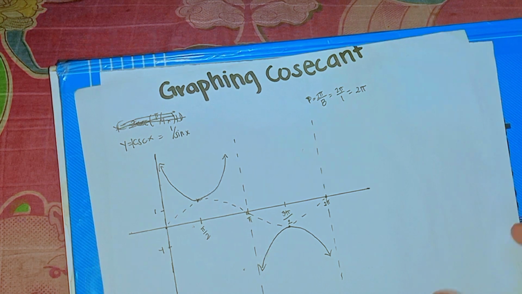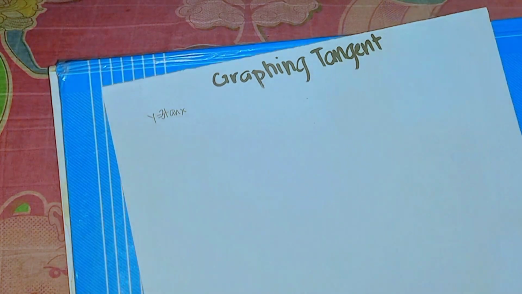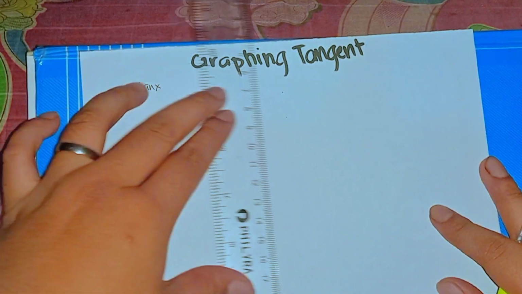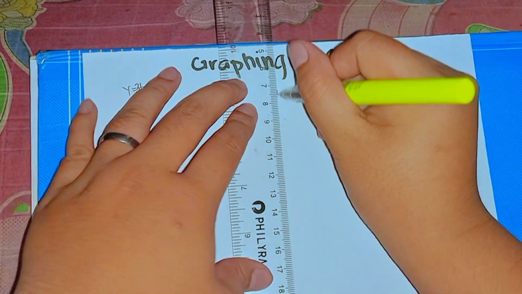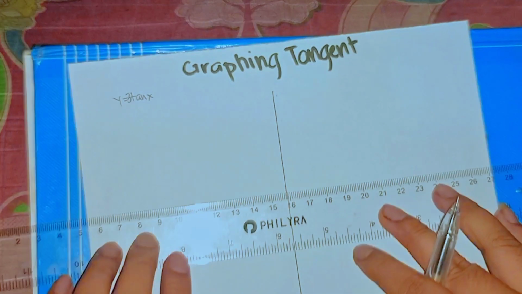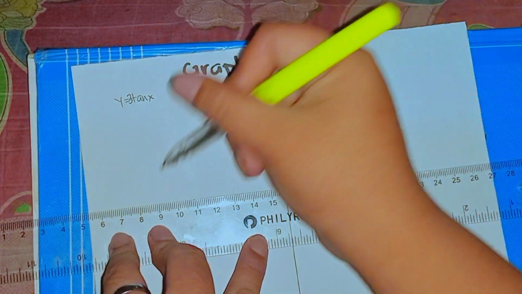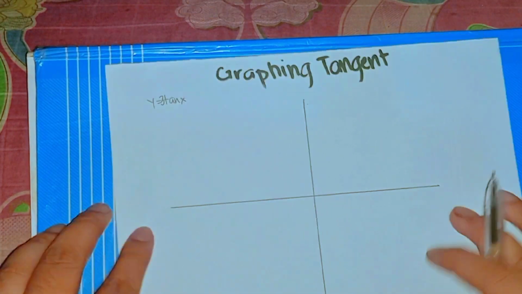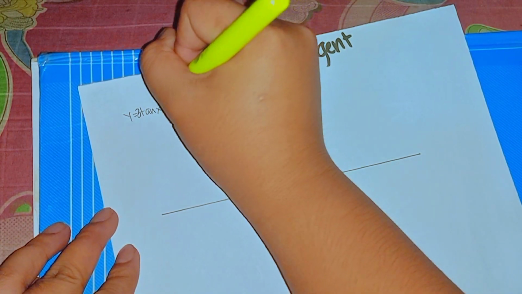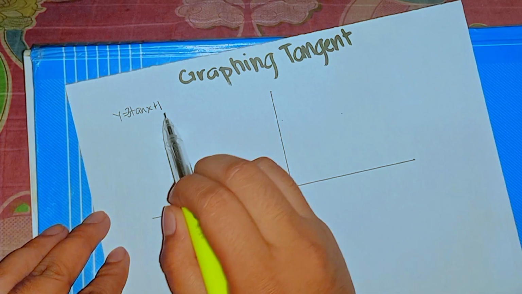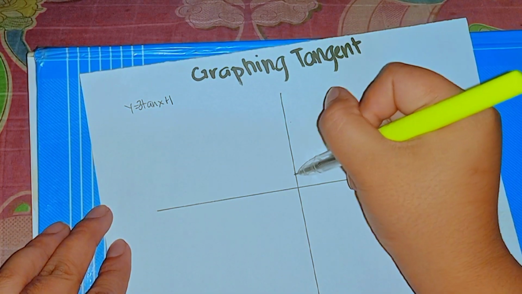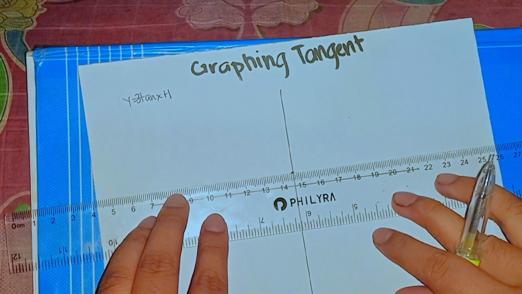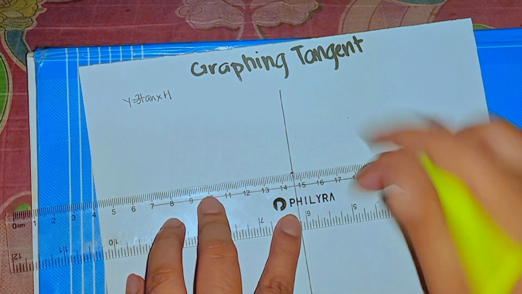Next, we'll have tangent. So we'll first put our graph. We have the y-axis and the x-axis. 3 tan x plus 1. We have a phase shift here. So we'll put 1. This is where our shift is. Then a broken line for us to have a guide.